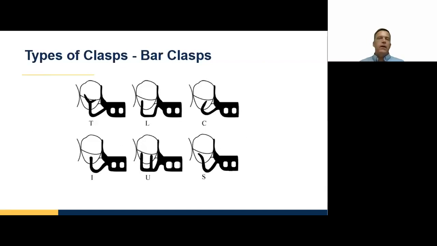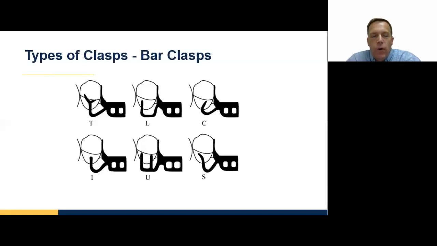Bar clasps. Bar clasps originate in the framework of the partial denture and approach from the gingival direction. If the undercut of the tooth is low enough, this type of clasp can be much more aesthetic in the anterior region. Usually the clasp is named by what it looks like, so you see the T, L, C, whatever. We'll talk about the I-bar clasp in a minute, the RPI, because it's a little bit different design.